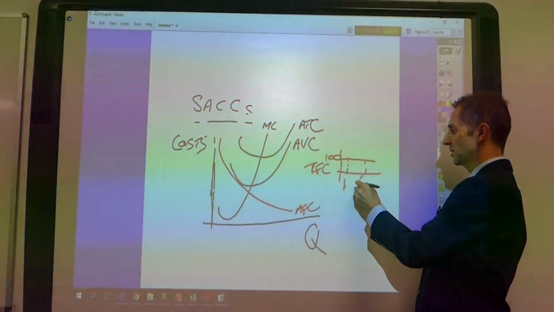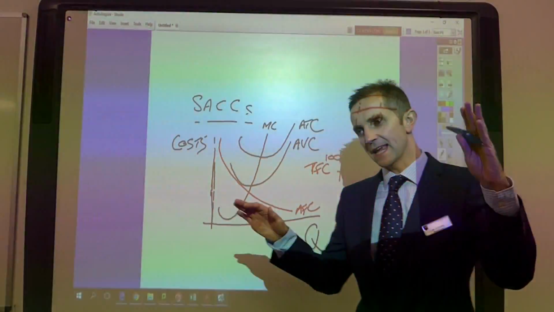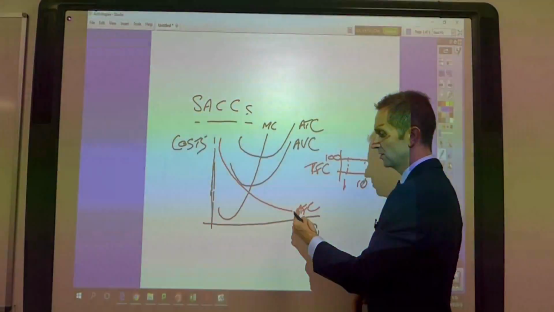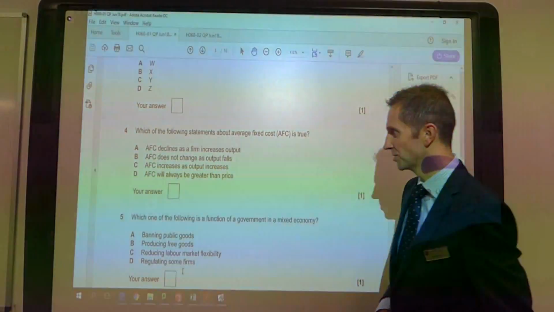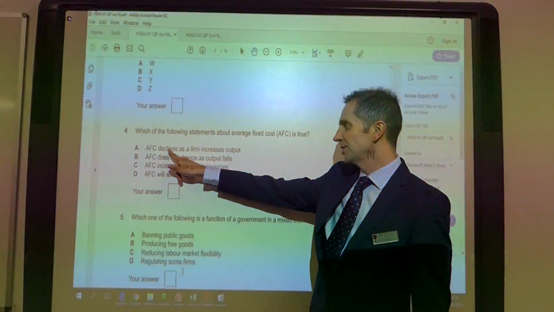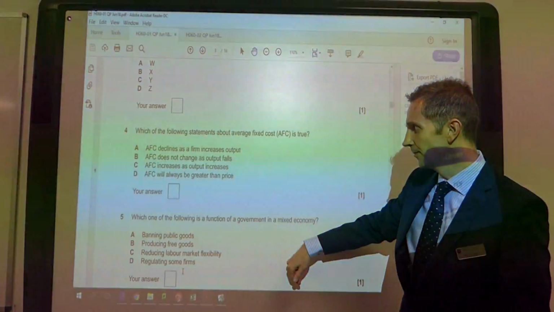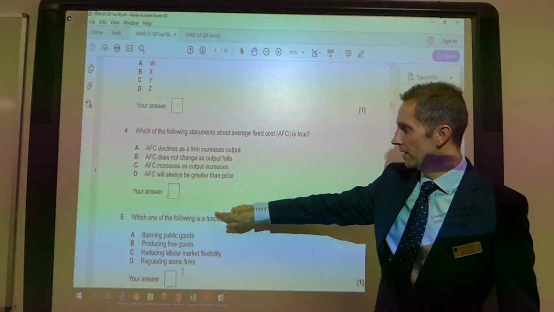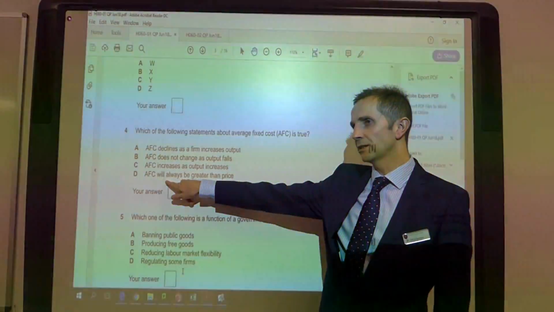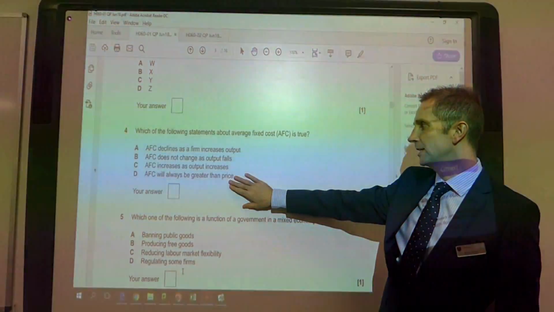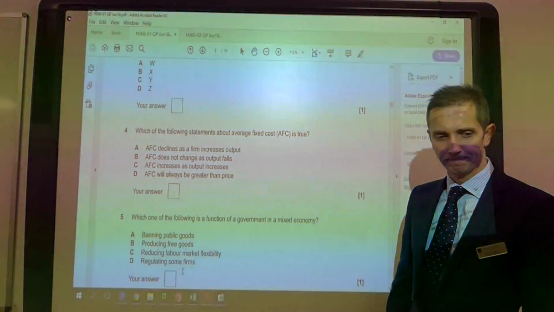The average, when the output is 10, and so on. And so as output increases, the average falls continuously. So let's now go back to our question sheet and see what the options are. AFC declines as a firm increases output, looks like the answer to me. Does not change, no. Increases as output increases, no. Will always be greater than price, absolutely not. So it is, ladies and gentlemen, 4A.